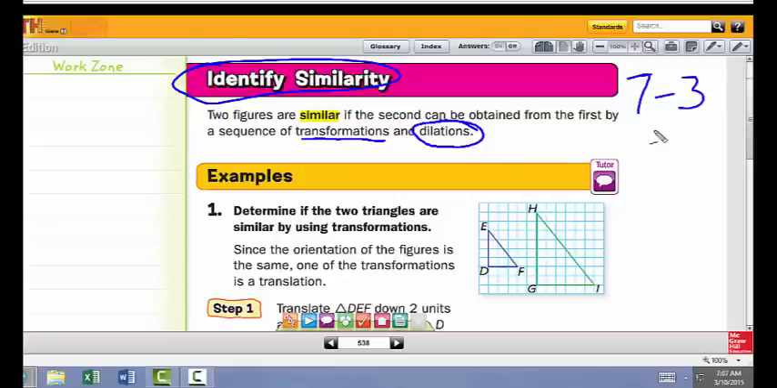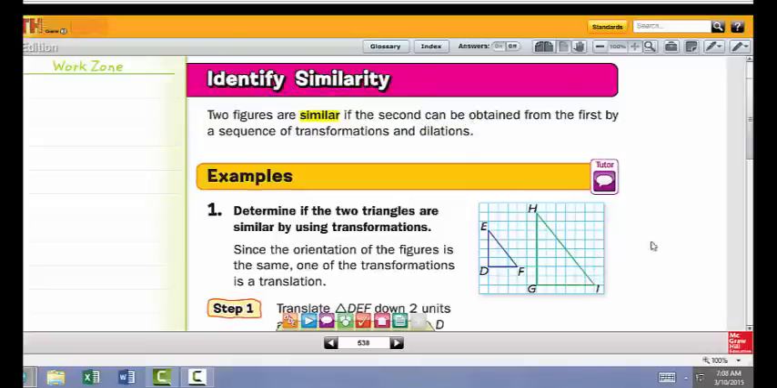Congruence, same size, same shape. Similarity, same shape, but a different size. But it has to be a proportional size, which we'll see in a minute. So let's take a look at example number 1.